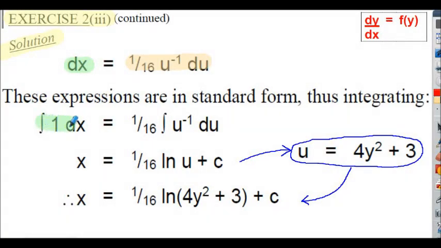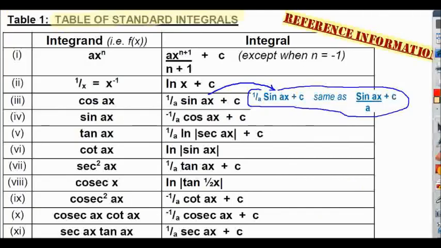We're integrating 1 with respect to x. On the right hand side I've taken the 1 upon 16 outside of the integral sign. So we're actually integrating u to the negative 1 with respect to u. The left hand expression is in the form ax to the n. It integrates to ax to the n plus 1 over n plus 1 plus c. And the right hand side is of the form 1 upon x, or x to negative 1. That integrates to ln x plus c.